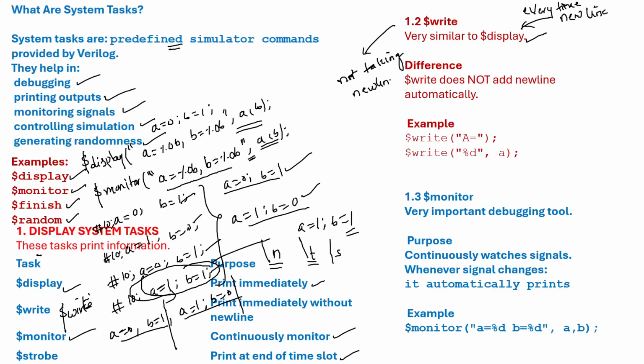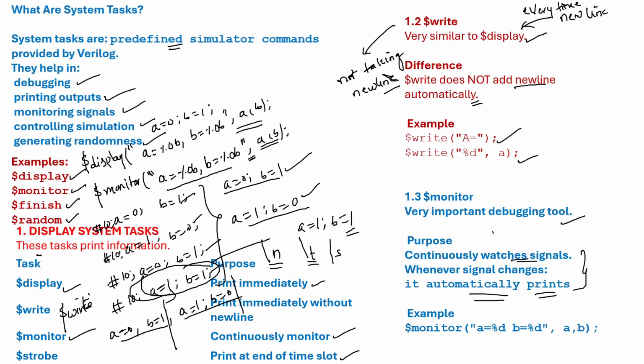Both are the same. $display and $write are both the same. But $write does not add a new line automatically. That is the problem. This one we will write like that, and this one we will write like that. $write with a in quotations, or percentage 0d for a. And $monitor is a debugging tool. Why am I saying that? It continuously and automatically prints the values. It continuously watches the signals. Whenever a signal changes, it automatically prints that. So that is the main thing.